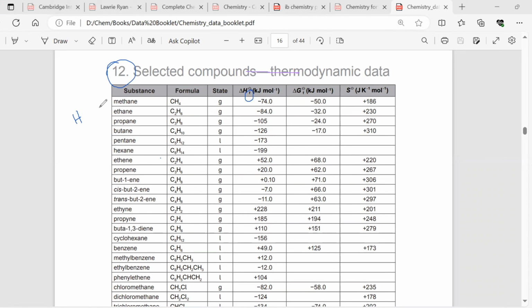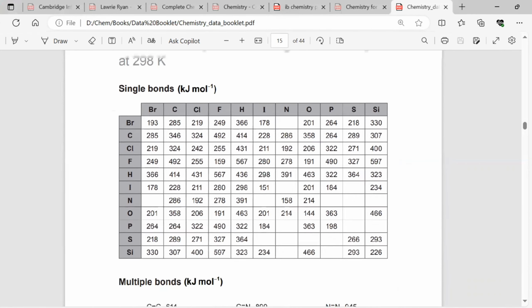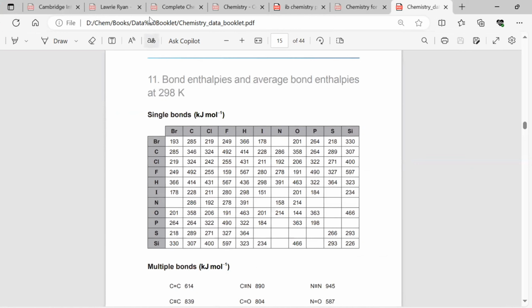Suppose they ask you to calculate the delta H reaction from table number 11 of the data booklet. Which values are you picking up? Which values have you been asked to pick up? Bond enthalpy values. What will be the equation you have to plug in? Reactant minus product, right?